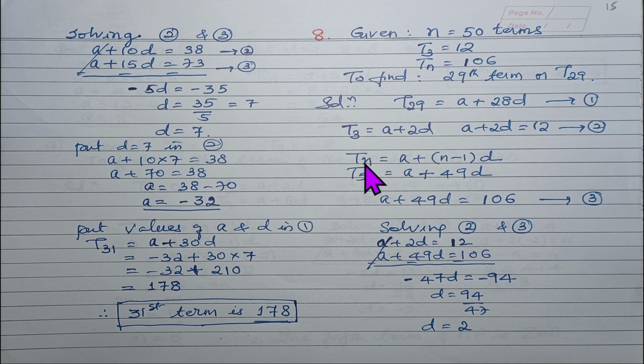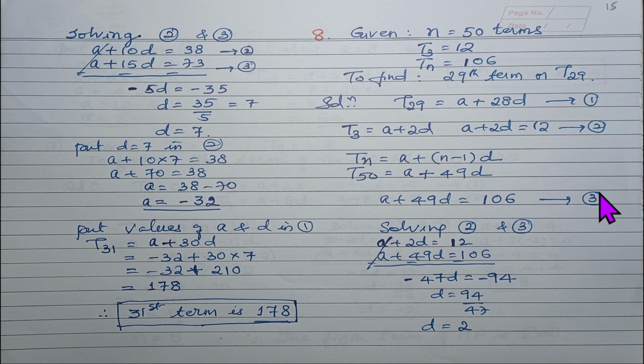And then we have Tn here. Tn is already given to us as 106, and Tn is equal to a plus n minus 1 into d here, and T50 is equal to a plus 49d, because number of terms are 50. A plus 49d is 106. So we have T50 as 106, that is a plus 49d is equal to 106, and that is the second equation. So try to understand this step.